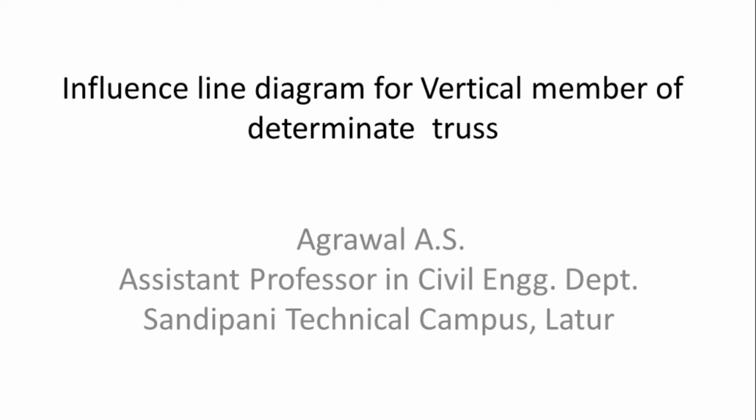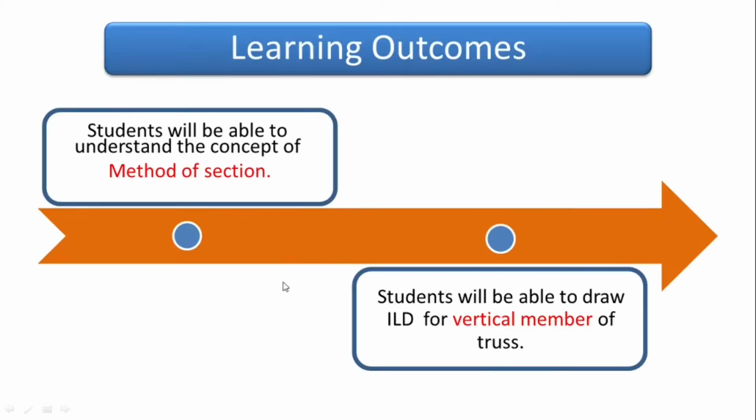Today's topic is influence line diagram for vertical member of determinate truss. Now the learning outcomes. After watching this video, student will be able to understand the concept of method of section, and also a student will be able to draw ILD for vertical member of truss.